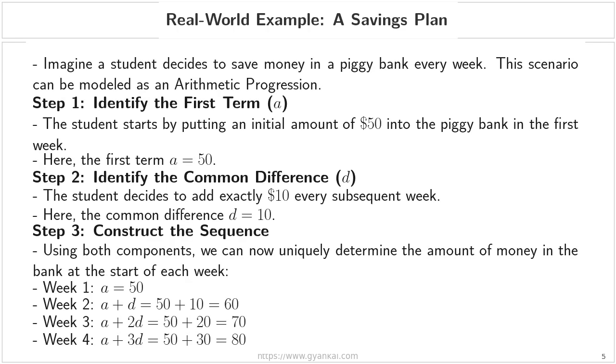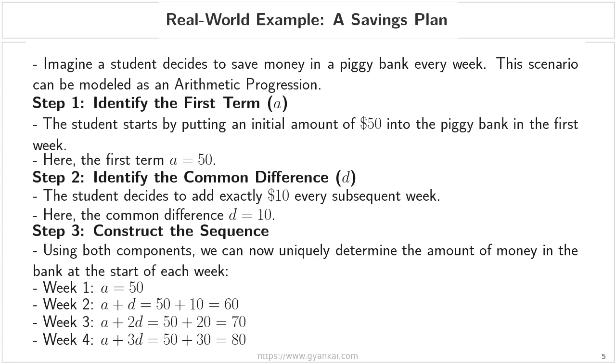Finally, step 3 is to construct the sequence. Now that we have both essential building blocks, the starting value and the constant rate of change, we can uniquely determine exactly how much money will be in the bank at the start of any given week. In week 1, we simply have our first term, A, which is 50. In week 2, we take our first term and add the common difference once, so A plus D, which is 50 plus 10, giving us 60.